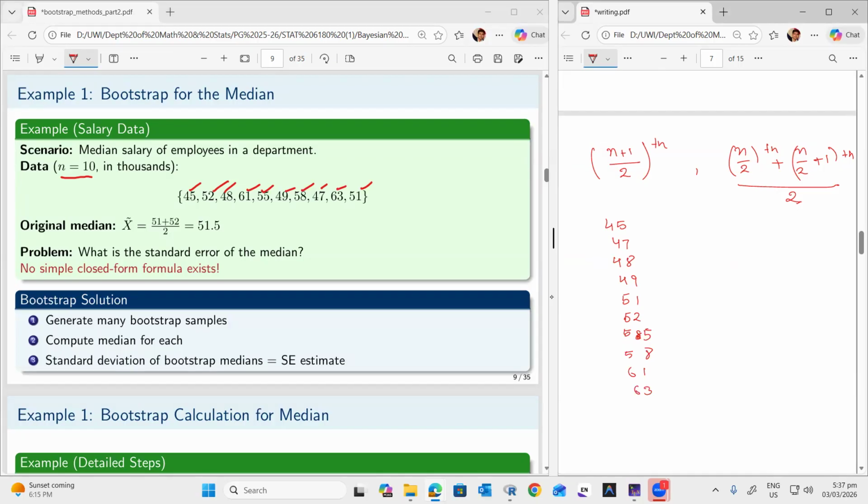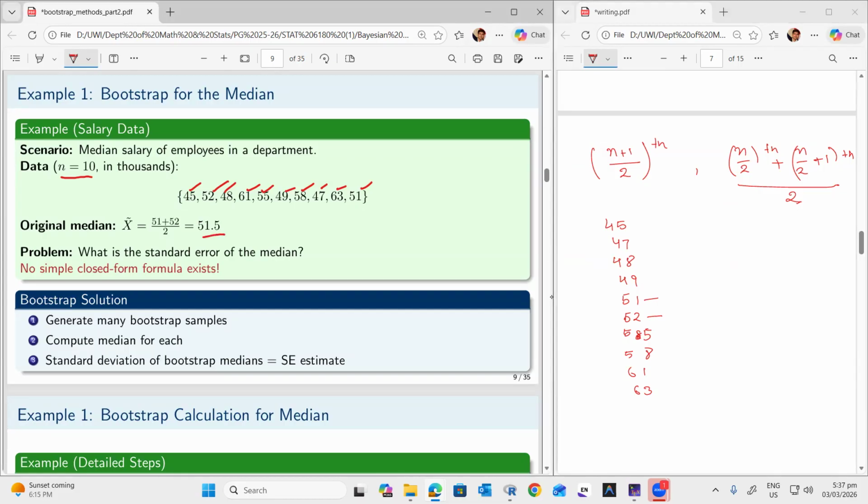So observations are 10 observations, so it is an even number. So n by 2, that is fifth: 1, 2, 3, 4, 5. Fifth observation and sixth observation divided by 2. So that's why 51 plus 52 divided by 2 equals 51.5. That is the original median.